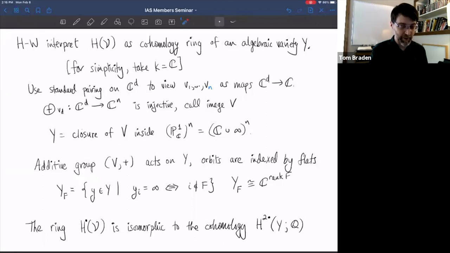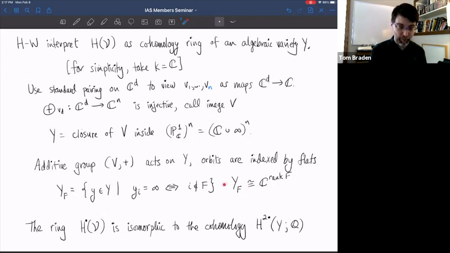So V itself is a group under addition, and that addition extends to an action on the closure, and there'll be finitely many orbits where V is one orbit, and then the points at infinity split up into finitely many classes. And those classes end up being indexed by flats. So the set of points in this variety where the coordinates y_i are equal to infinity, off in that infinite direction, the complement of that is always a flat. And so you can collect all the ones together that have that pattern of infinities.